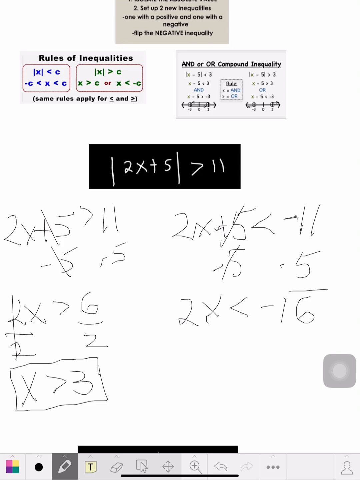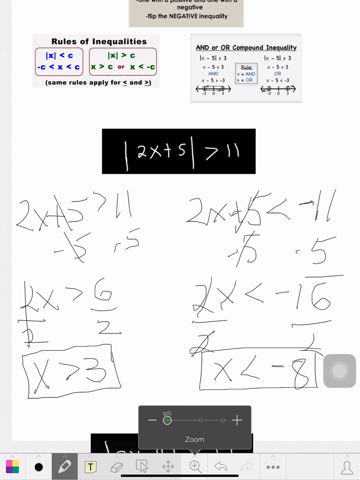So let's divide by 2. Dividing by a positive 2, these two cross out, so x is less than negative 8. And that's the other solution.